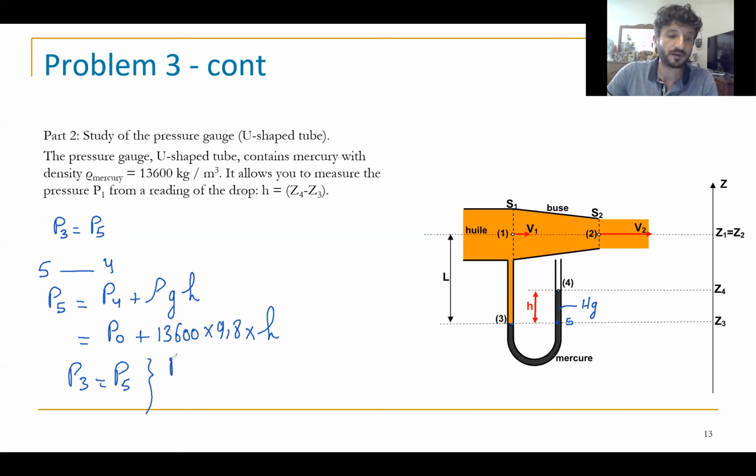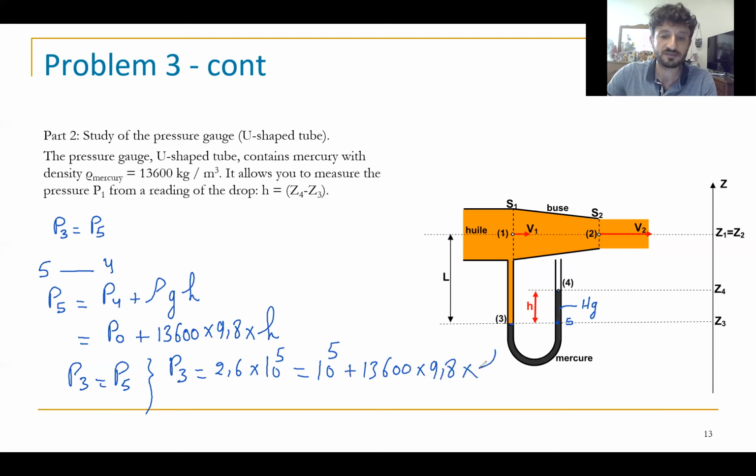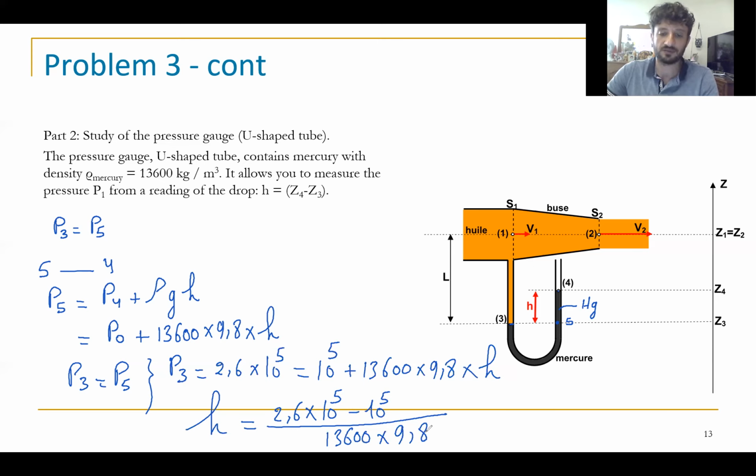We can write P3, which is equal to 2.6 times 10⁵ Pascal, equals to P0, 10⁵ Pascal plus 13,600 times 9.8 times H. We can find H, which is equal to 2.6 times 10⁵ Pascal minus 10⁵ Pascal divided by 13,600 times 9.8. We can find H equals to 1.2 meter.